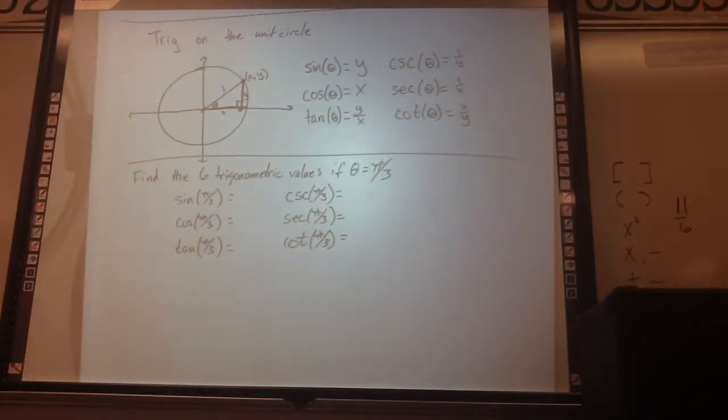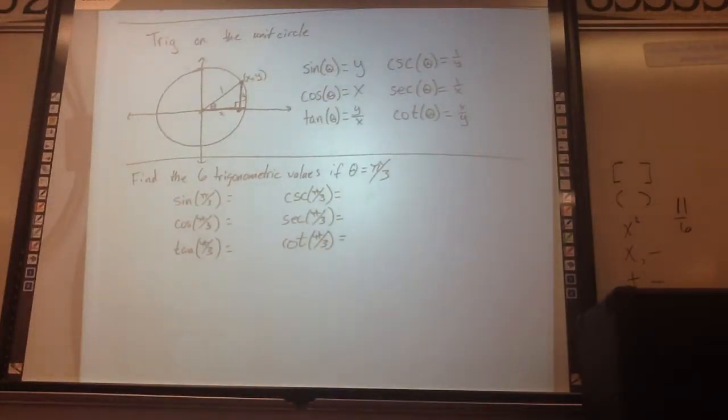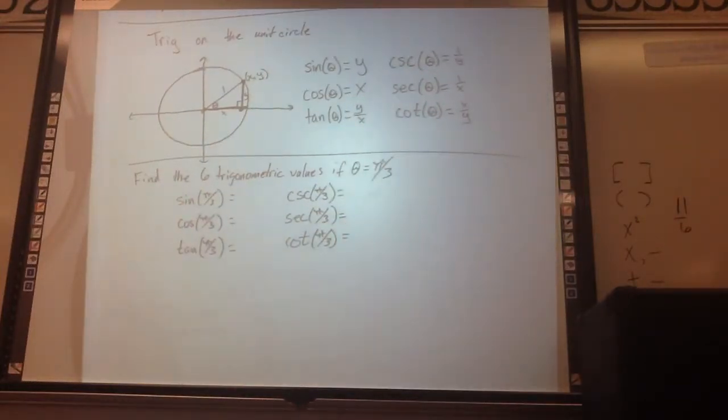Why is it easy? Is it still pi over 3? No, the angle's the same. Our angle is pi over 3, so now we're going to find all six. Okay, so the sine of pi over 3.